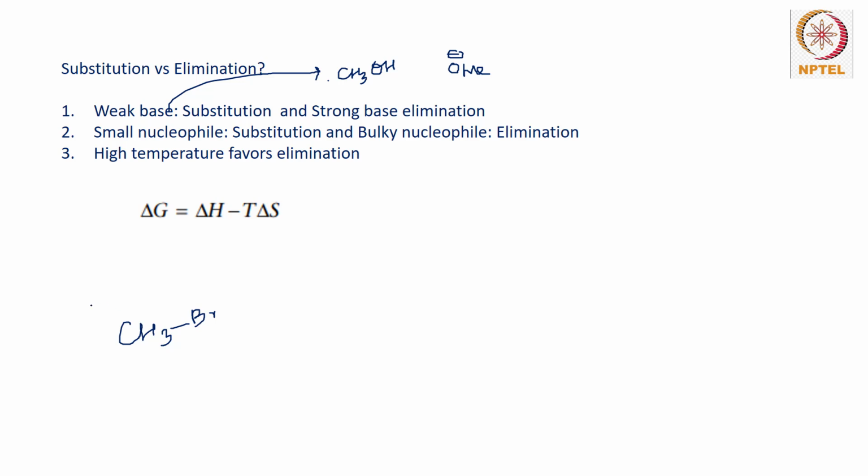But when there is a possibility of both elimination and substitution, how can you determine? By the nature of the base. When the nucleophile is small, it can easily attack the carbon center, but when the nucleophile is bulky, it can't attack the carbon center. That's why whenever the nucleophile is small, it prefers substitution, but when the nucleophile is bulky, it prefers elimination.